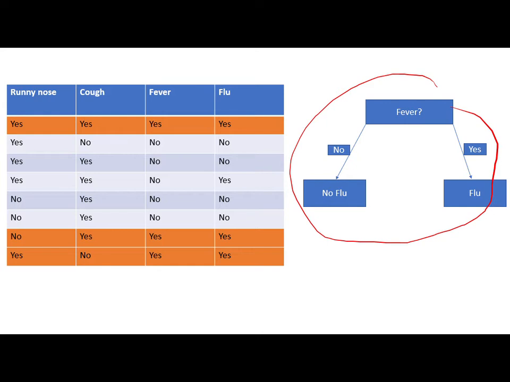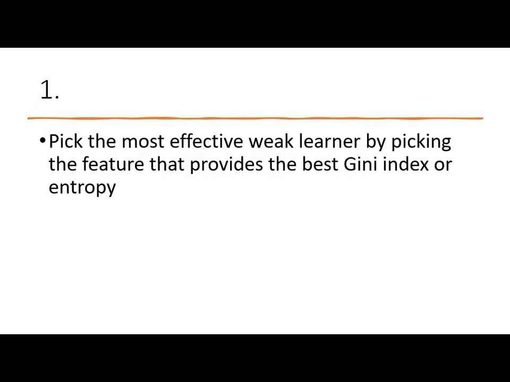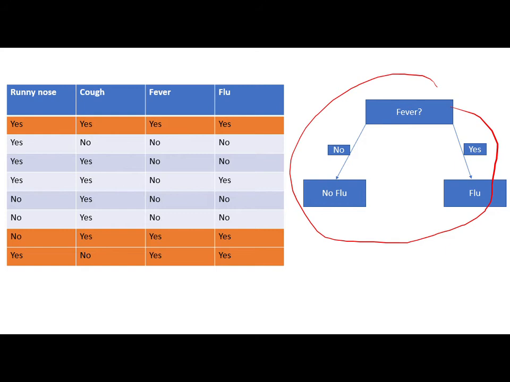Is that runny nose? And we use the Gini index or entropy to work out which one is the best predictor, which one is the best weak learner. I'm not going to go into what Gini index and entropy is. You should check a video out on decision trees if you're interested in knowing what Gini index is. It just basically means pick the model that's the best at predicting flu. Yes or no?